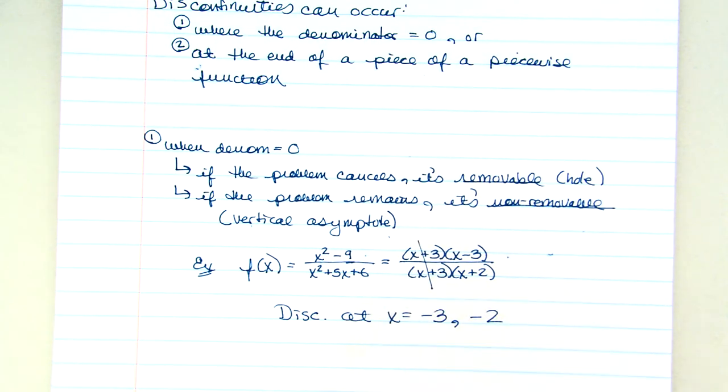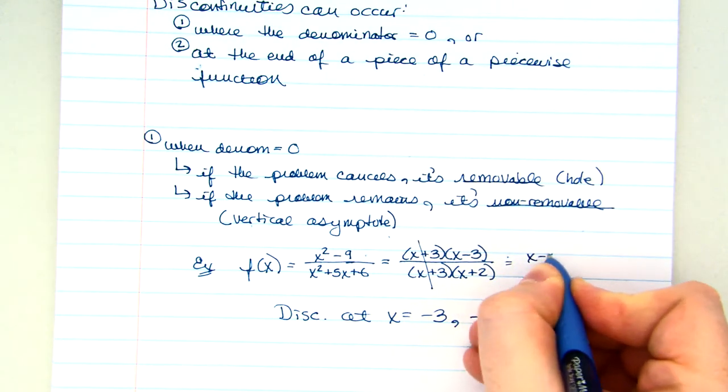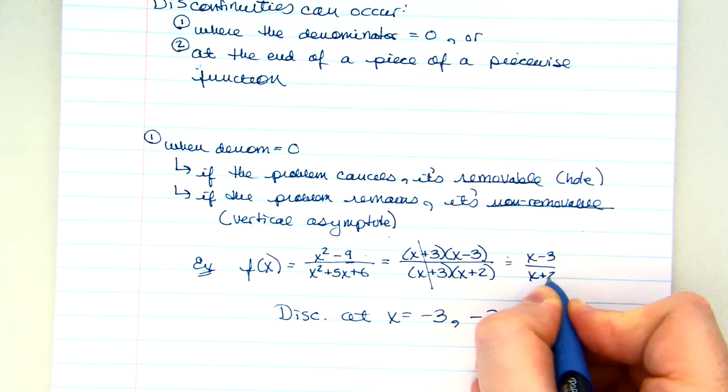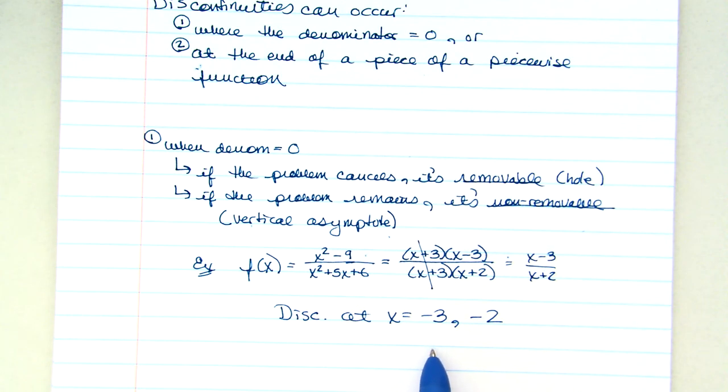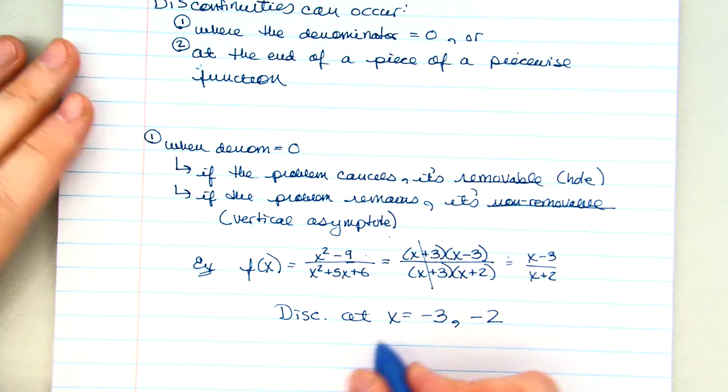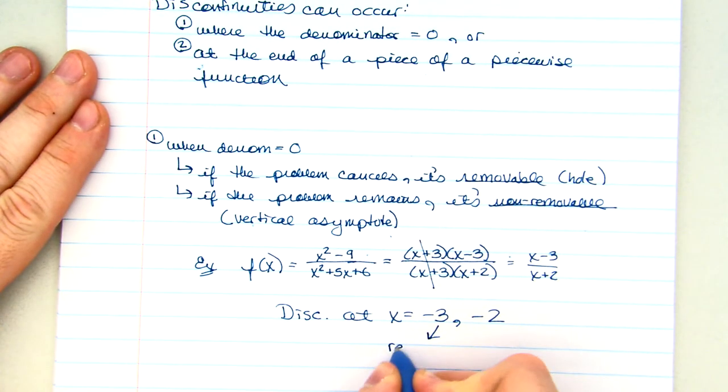I'm going to simplify; the x plus 3's cancel. X minus 3 over x plus 2. By the time I've simplified, do I still have an issue at x equals negative 3 in my denominator? Or did I completely remove that problem? Sure, that problem is gone. I'm going to call this thing removable.